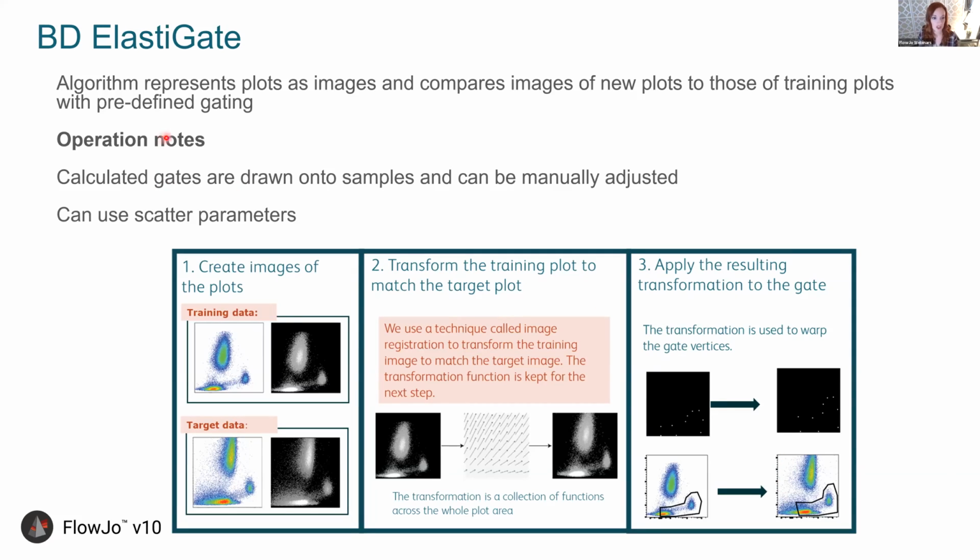Okay, so in terms of operation notes, what happens when you run the tool? Ultimately the calculated gates are going to get drawn onto the samples, but you can still manually adjust them. I think this is what sets the tool apart from other auto gating tools that might be out there: you get those same gates copied onto your new samples, and if you're unhappy with where they've been placed, you can always review them and move them around in terms of shape and placement on the plot. And in this tool, you can use scatter parameters, which the EasyDaffy plugin at the moment doesn't handle.